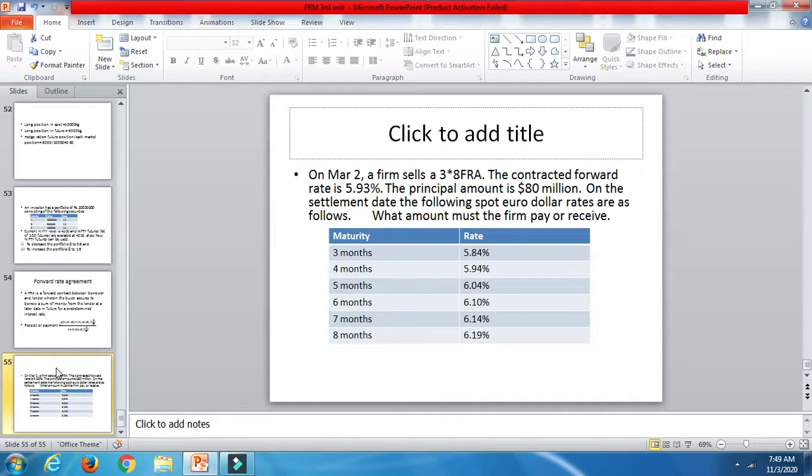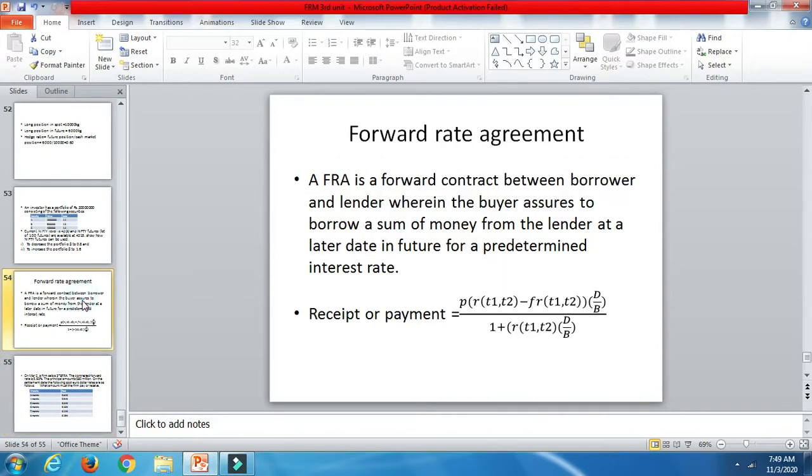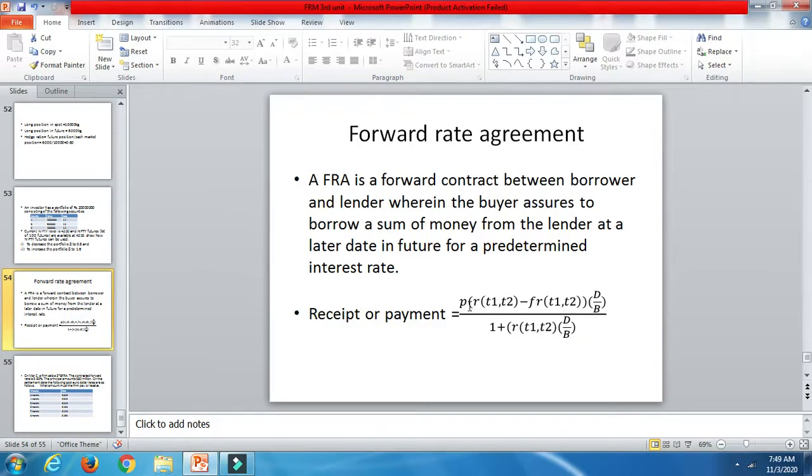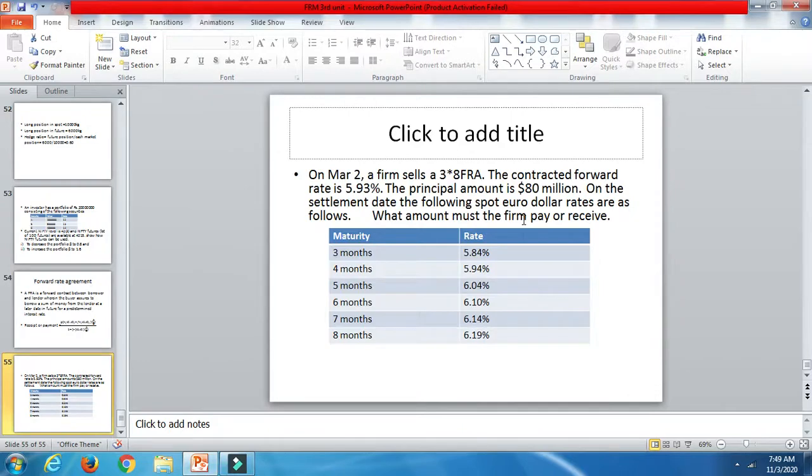So as I said, the forward rate that has been given, FR, you need to take this interest rate 5.93. The principal amount is 80 million. So your P that's being given in the question is your 80 million. On the settlement date, the following spot eurodollar rates are as follows. What amount must the firm pay or receive? So this is what he is asking. He has given interest rates for 1, 2, 3, 4, 5, 6 months, each month 5.84, 4.94, like that.